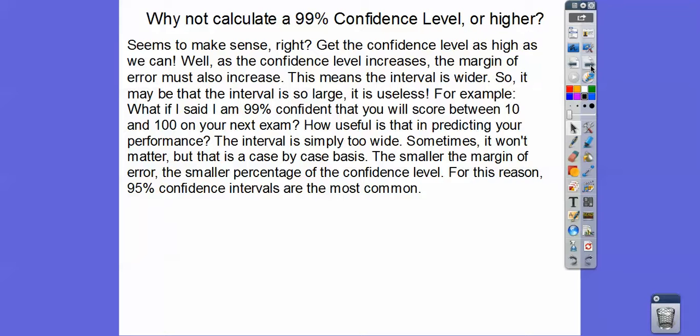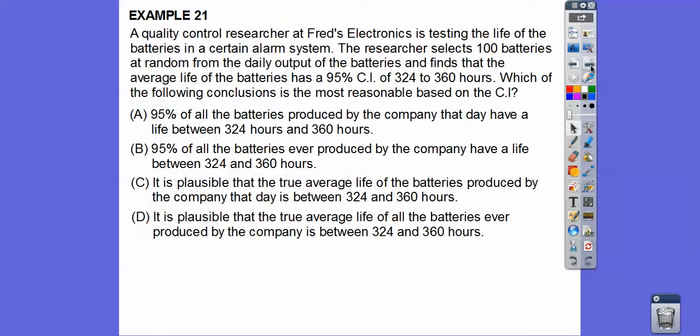So the smaller the margin of error, the smaller the percentage of the confidence level. So for this reason, 95% is often used for confidence interval. So, and it probably will be on your SAT. All right, so here's example 21.